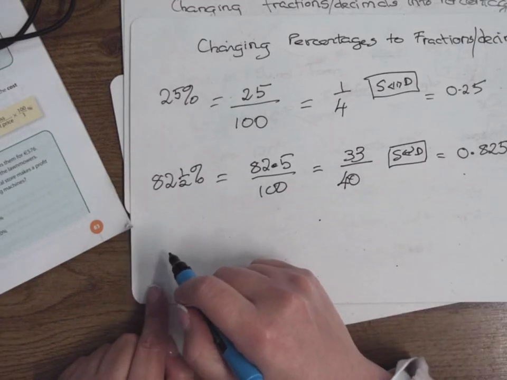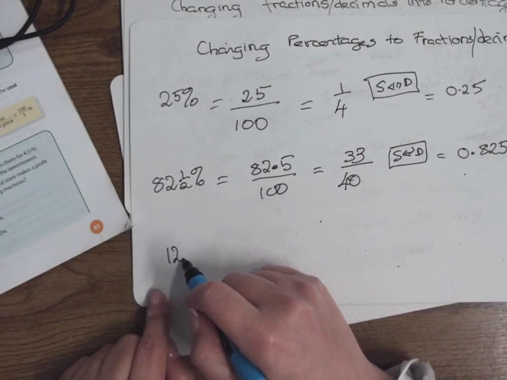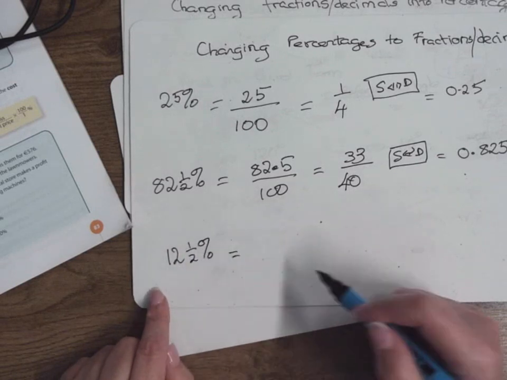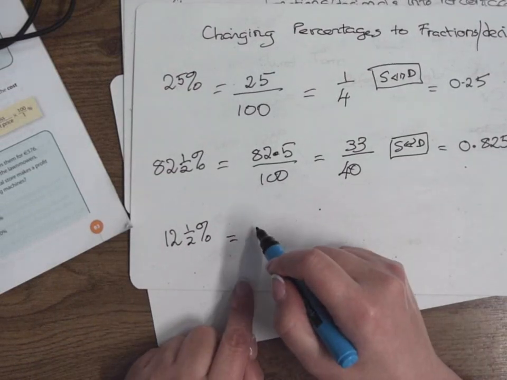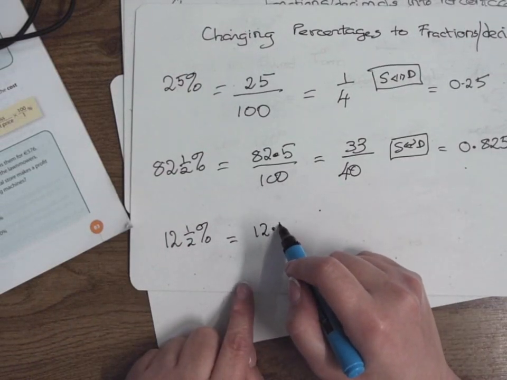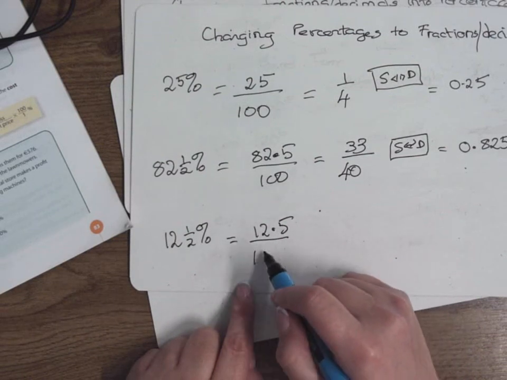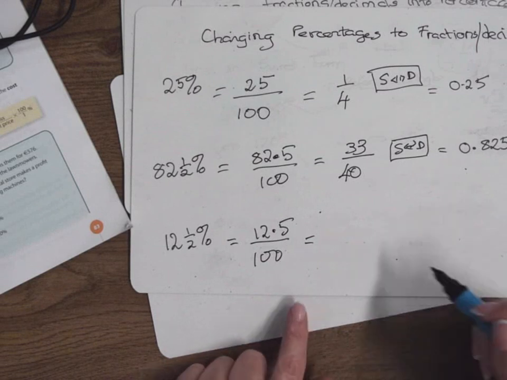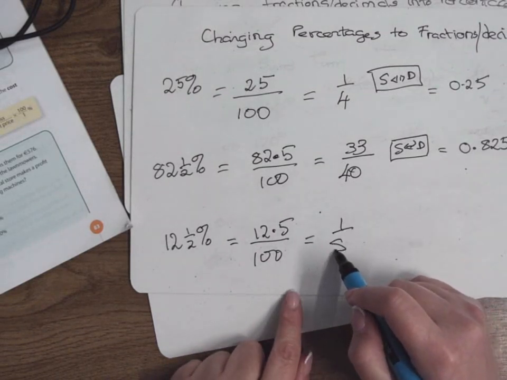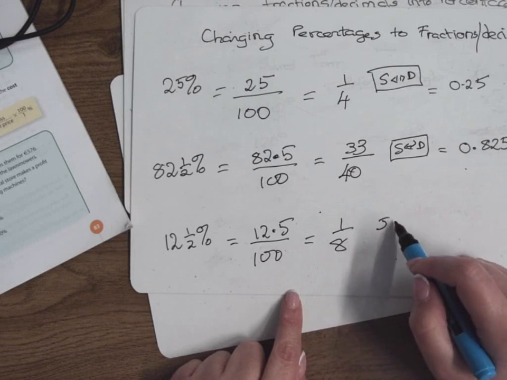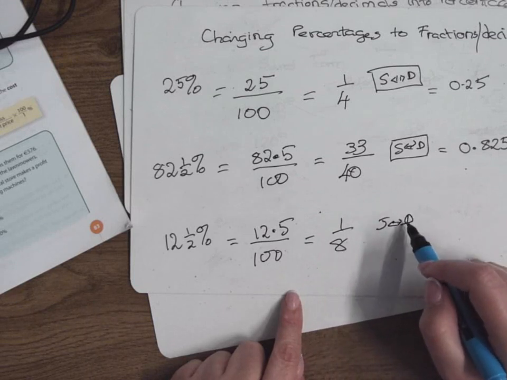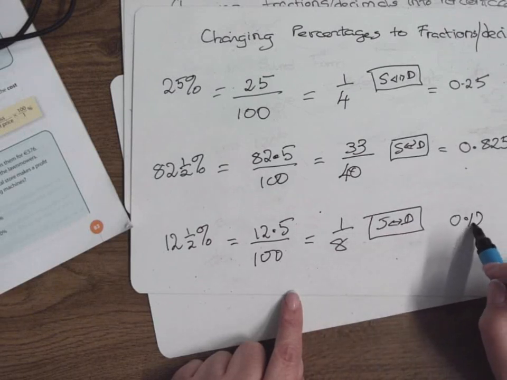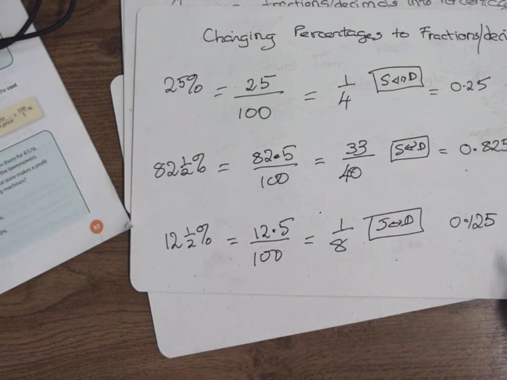Right, we'll just do one more. So I'll do 12.5%. So the easiest way to write that is 12 what? 12.5 over 100. Into your calculator with that, press equals, and you'll get 1/8. And then you press S to D if you want it as a decimal, and you'll get 0.125. Is that okay?